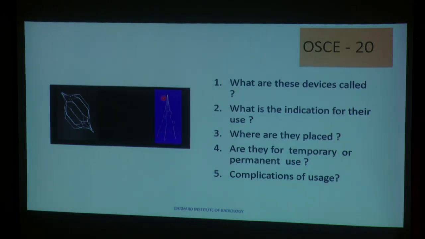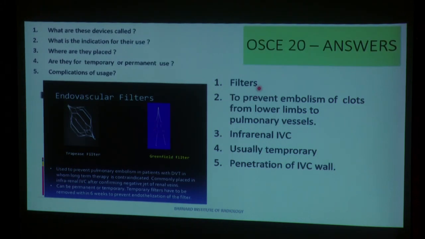What is this device? What is the indication? Where do you place it? Is it temporary or permanent? And what is the complication of this device? So it is a filter, IVC filter. It is placed in DVT patients to prevent embolism from the DVT from reaching the pulmonary circulation. It is placed in the infrarenal IVC.